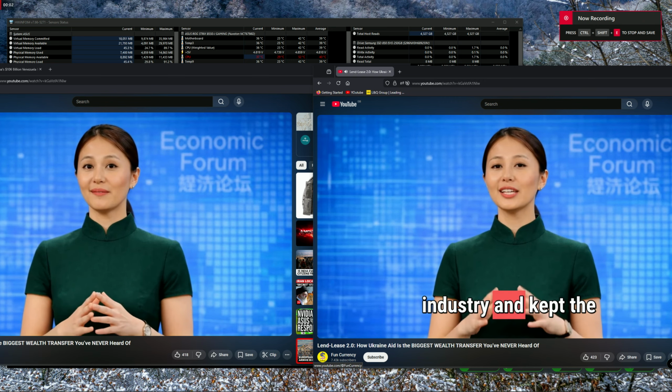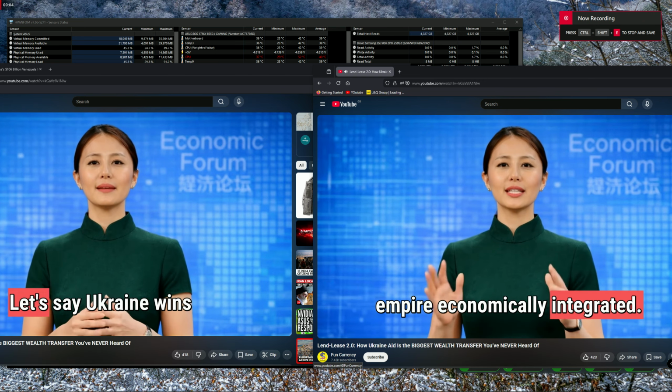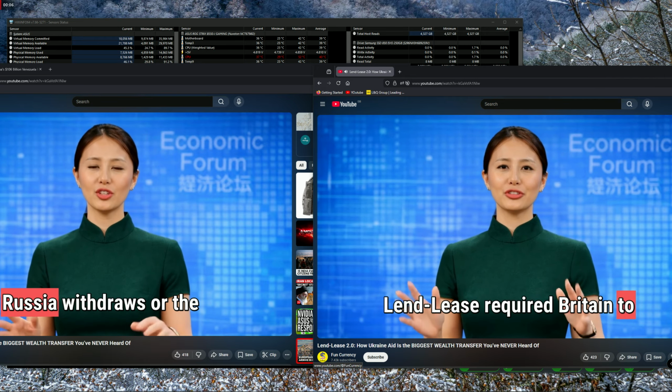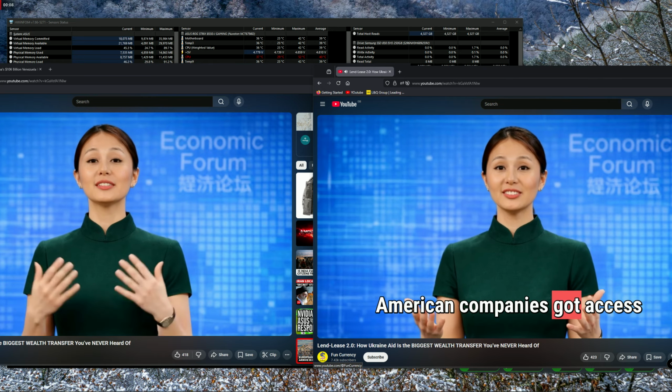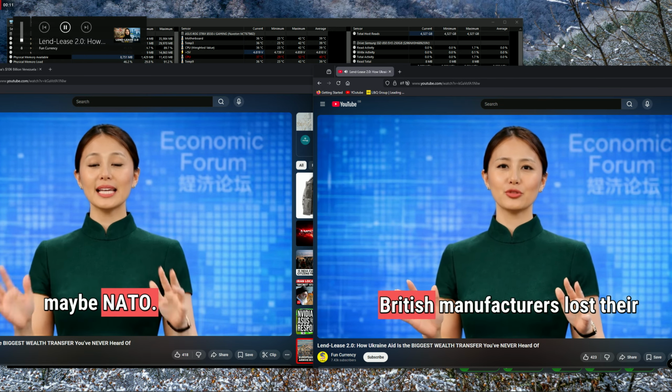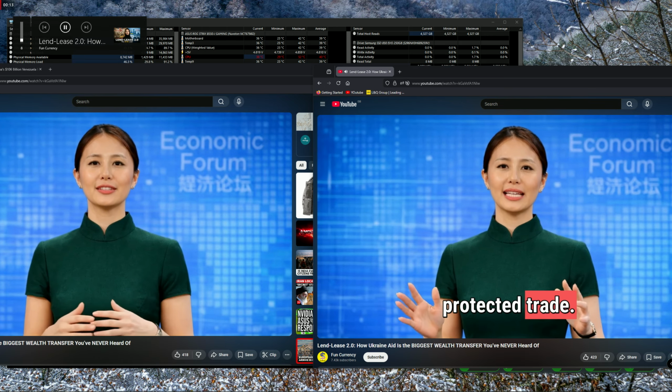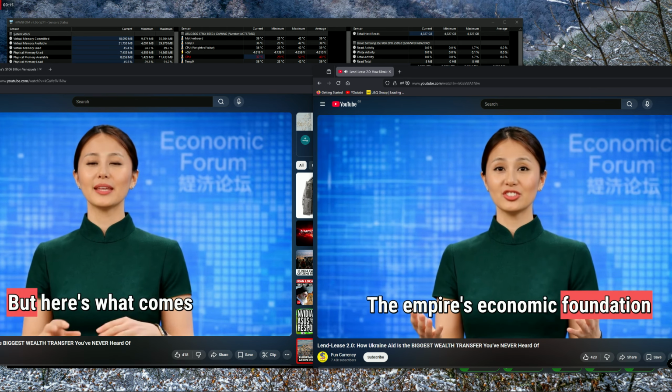Protected British industry and kept the empire economically integrated. Let's say Ukraine wins the war, Russia withdraws, the conflict freezes, Ukraine joins the EU, maybe NATO, and reconstruction begins. That's the best case scenario. But here's what comes with it.